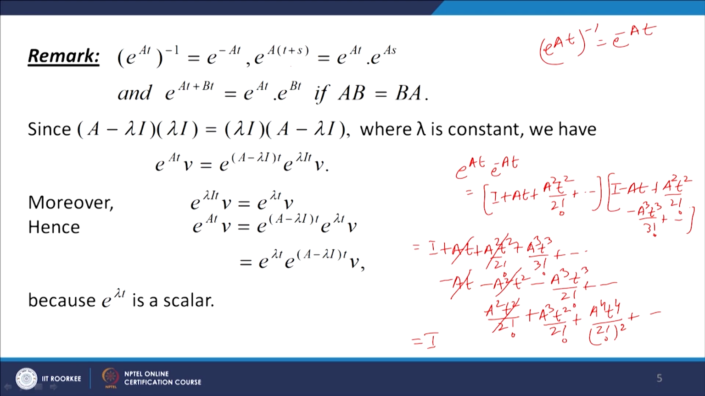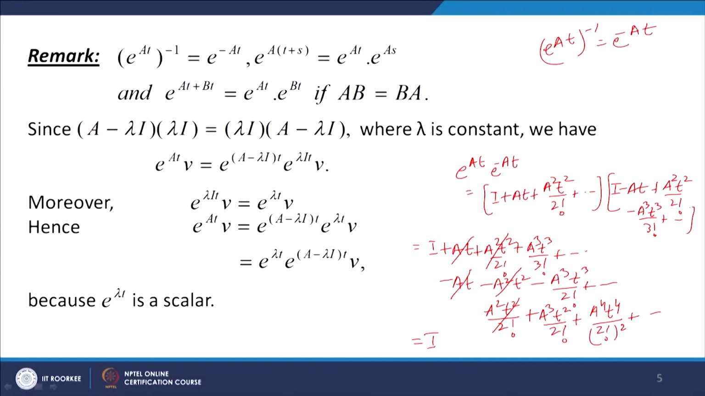And similarly, if you multiply the series for e to the power a t and then the series for e to the power b t, you will get the series for e to the power a t plus b t. But here when you multiply e to the power a t into e to the power b t, then you need a b equal to b a in order to get e to the power a t plus b t. So, e to the power a t plus b t is e to the power a t into e to the power b t only if a b equal to b a.